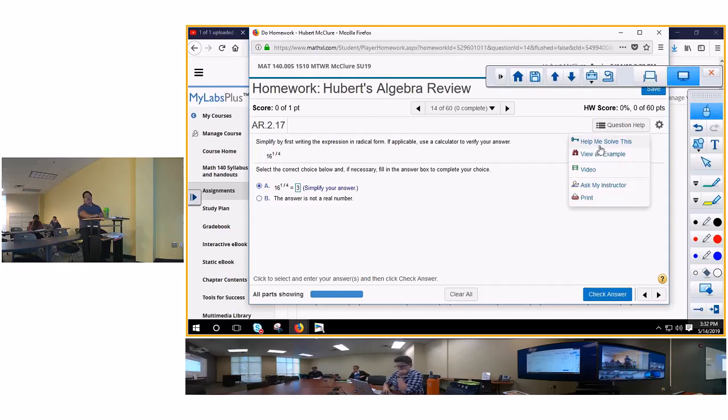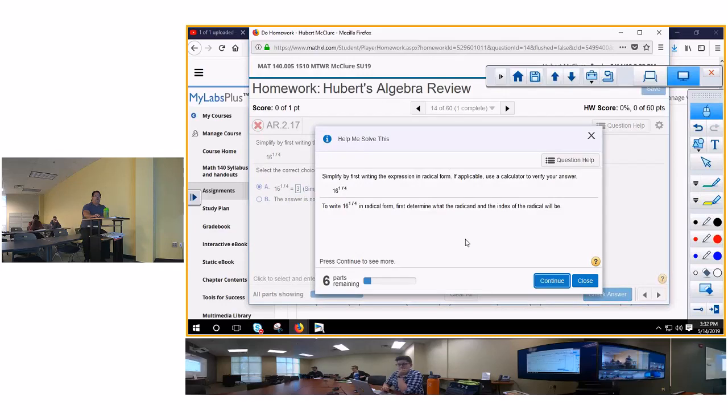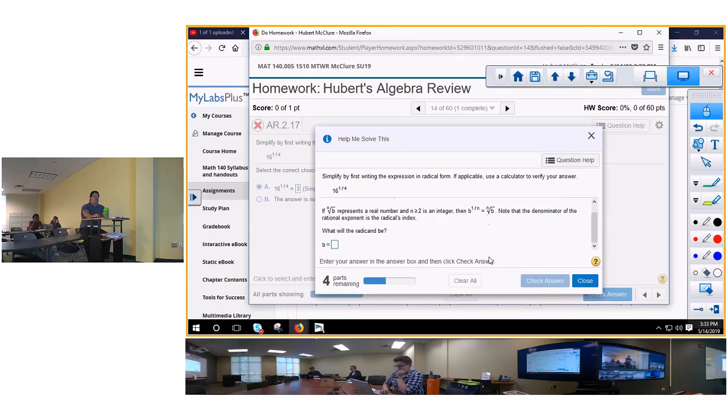When would you use a guided tutorial? When you have no earthly idea what you're doing. Let's say that you have forgotten all about the fourth root of 16 and how it's written as a rational exponent. That's why you would use it. It says, write in radical form. It's telling you to rewrite it, exponent over index. So that'd be the fourth root of 16, and it's going to ask you to write that.